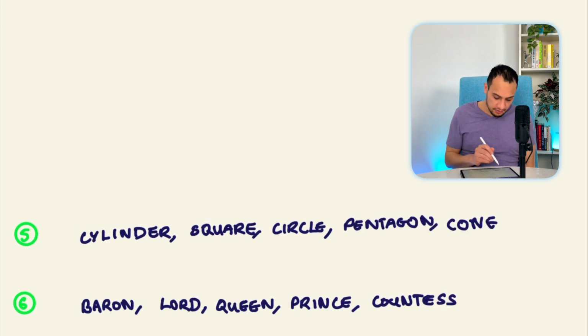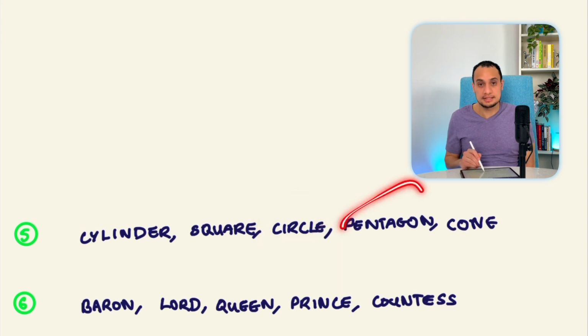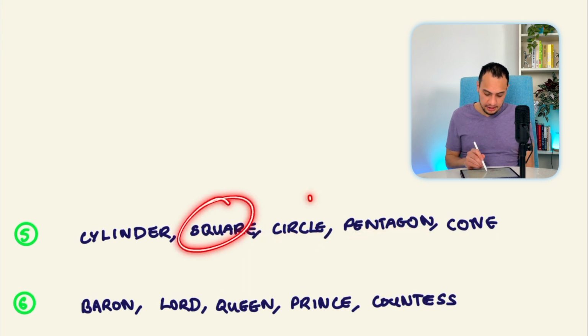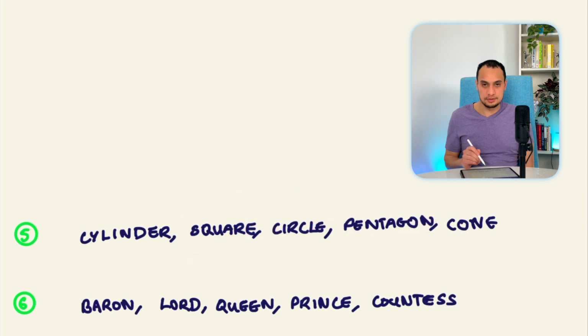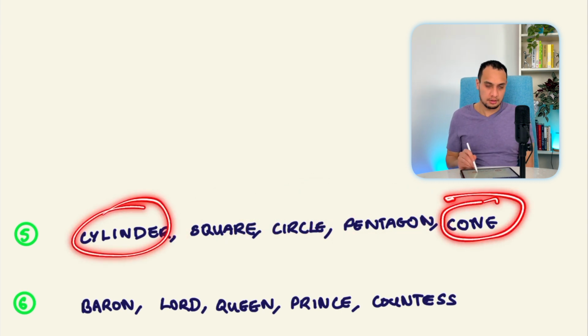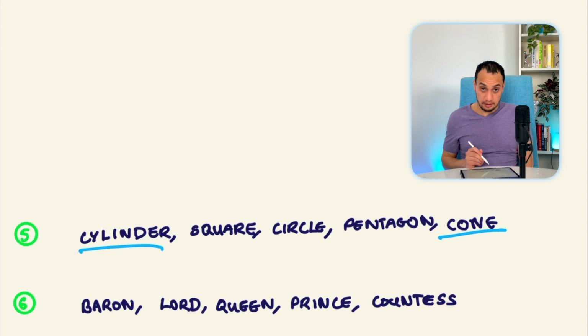Final 2. So we've got cylinder, square, circle, pentagon, and cone. These 3, square, circle, and pentagon, are actually 2D, whereas cylinder and cone are 3D. So these 2 can be grouped together. Number 6 is quite challenging.